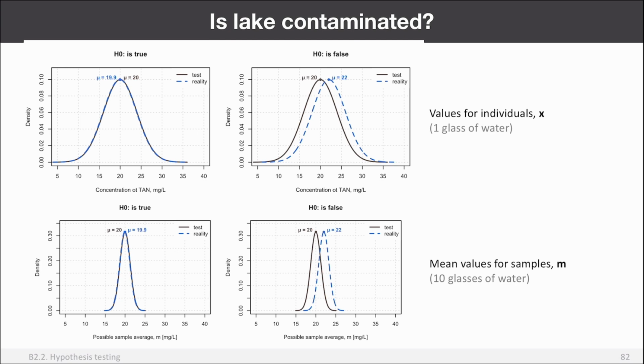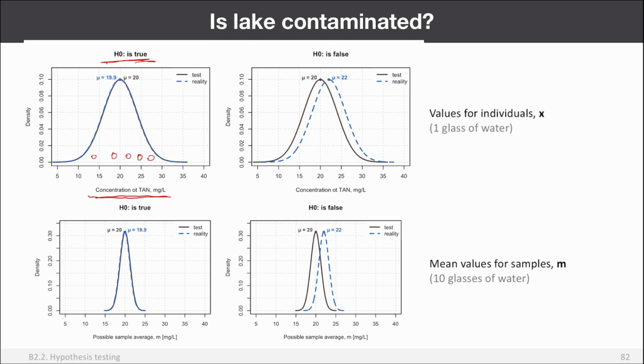First of all, let me show you these two situations again, but in a slightly different way. So this is the plot you have seen before, right? Here, the null hypothesis is true. And look, this plot shows you what happens if you take one glass of water from this lake. So if you take one glass of water from this lake, the concentration of total ammonia nitrogen in this glass can be here, can be here, can be here, can be here, can be here. So it's a pretty big variation, as you can see.